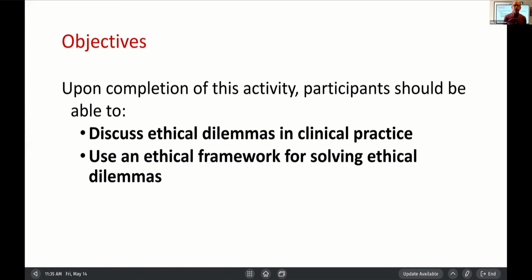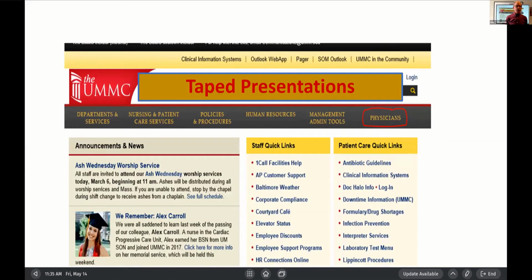The objectives of this ethics lunch rounds are that, upon completion of the activities, participants should be able to discuss ethical dilemmas in clinical practice and use an ethical framework for solving ethical dilemmas.